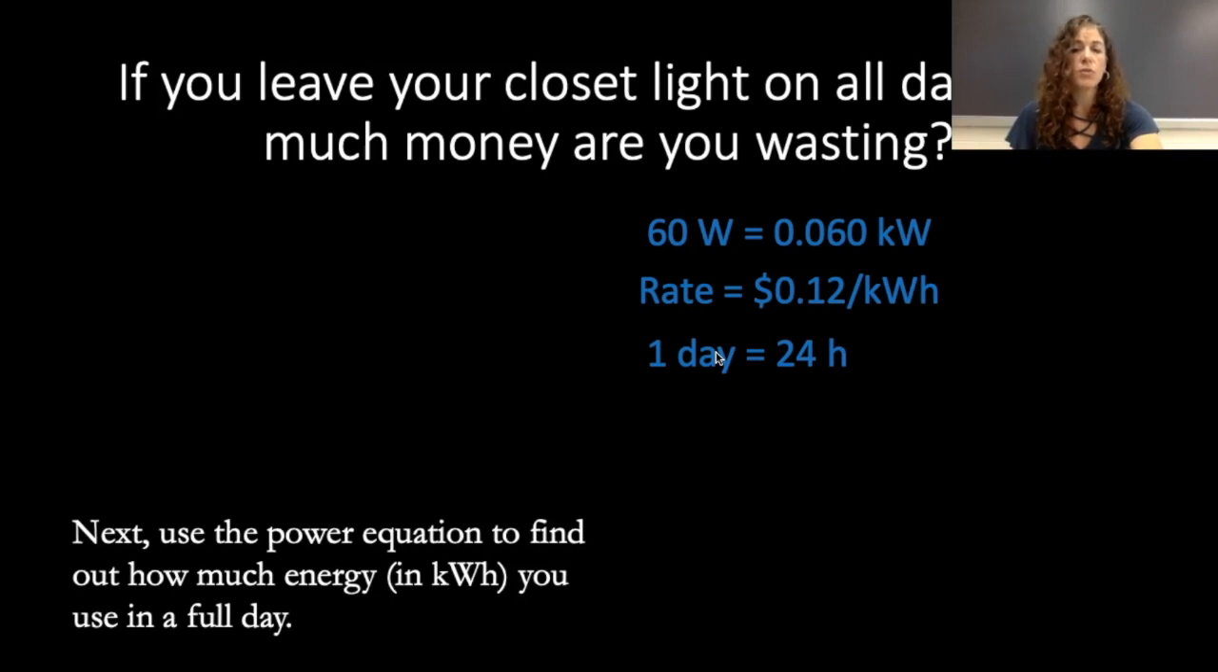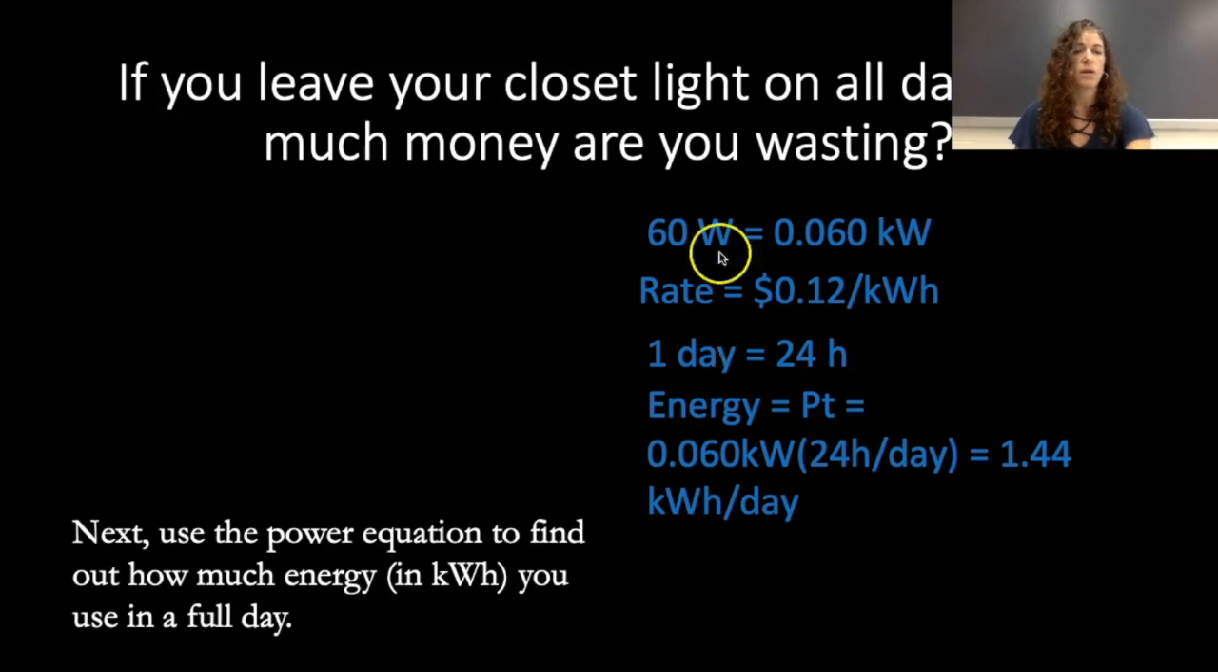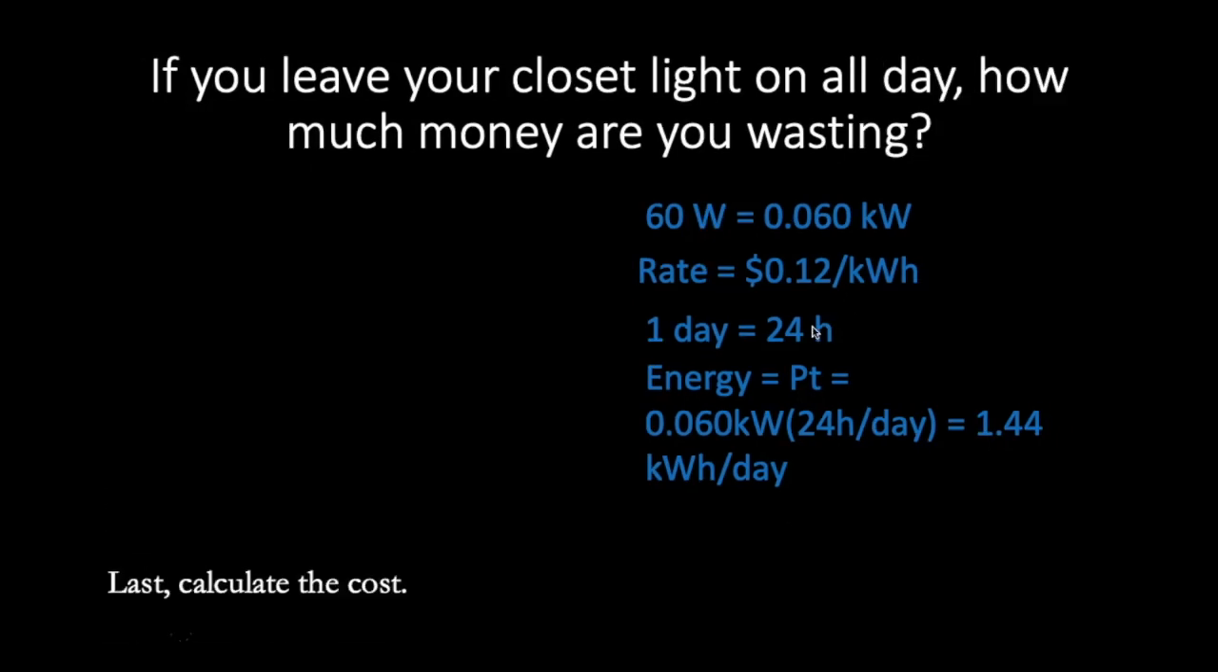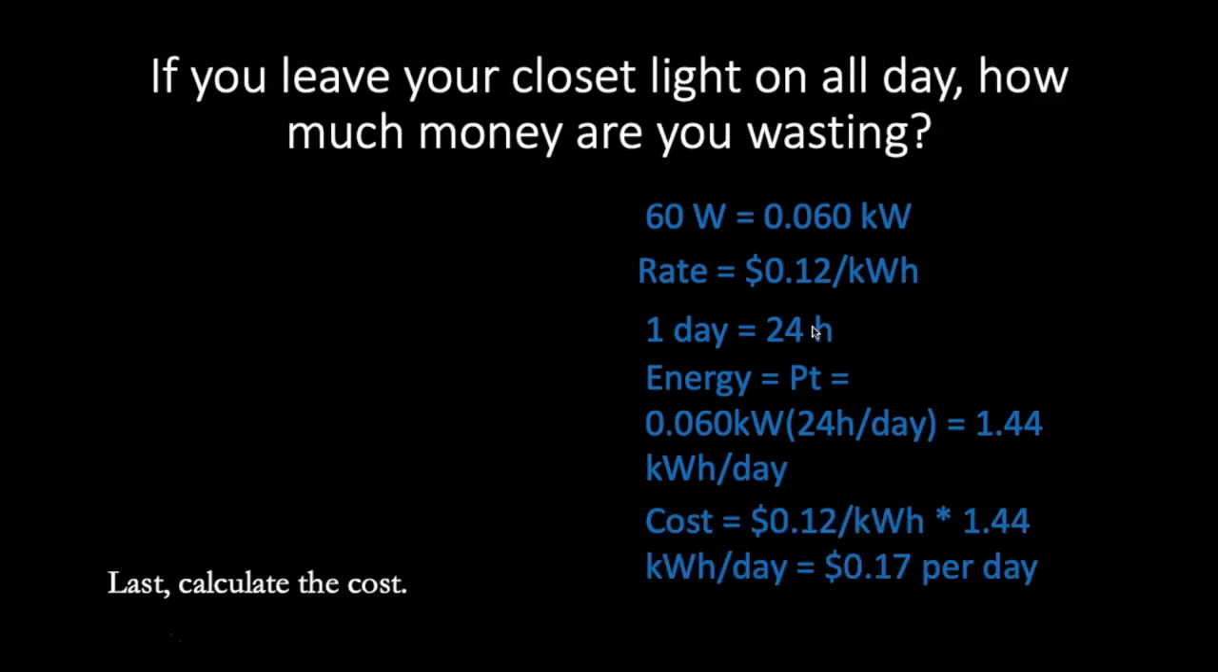Now let's use the power equation to find out how much energy you use. So energy is power times time. So you take the power, 0.060, and you multiply it by the time, and you get the total energy used is 1.44 kilowatt hours each day. Then let's multiply that by 12 cents per kilowatt hour to get 17 cents per day.